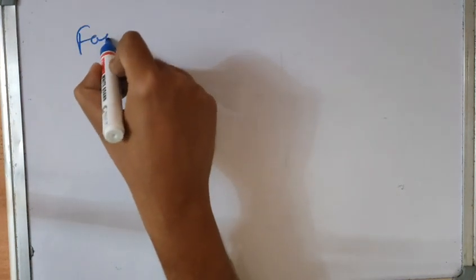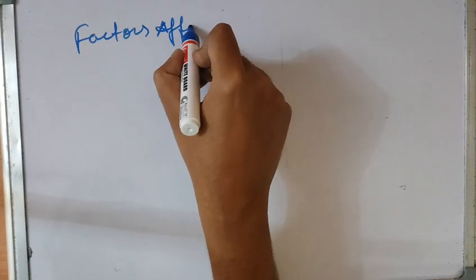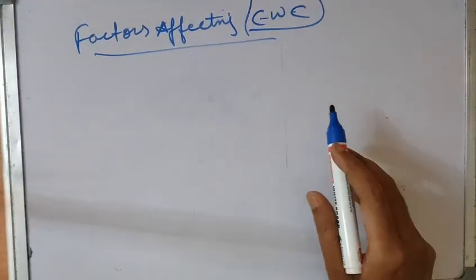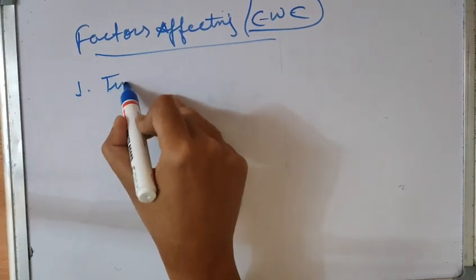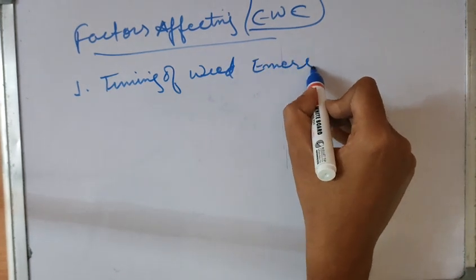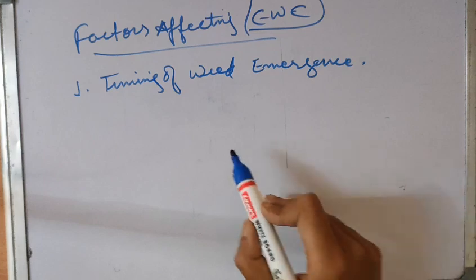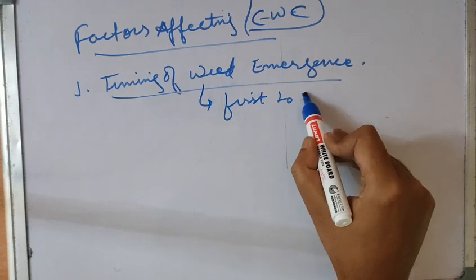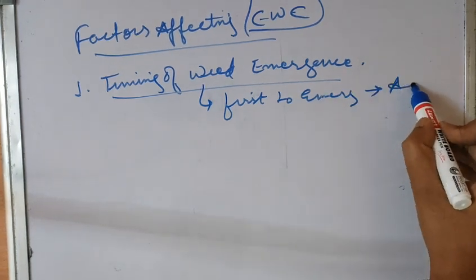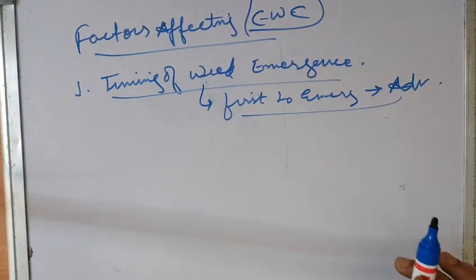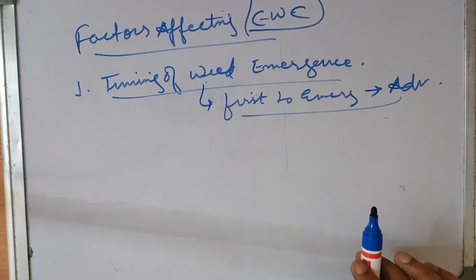Now, what are the factors affecting crop weed competition? First of all is timing of weed emergence. If weed emerges before the crop, the first to emerge will take advantage. So if weeds emerge before crops, they will be one step ahead of the crops in taking advantage of nutrients, water, light, etc.